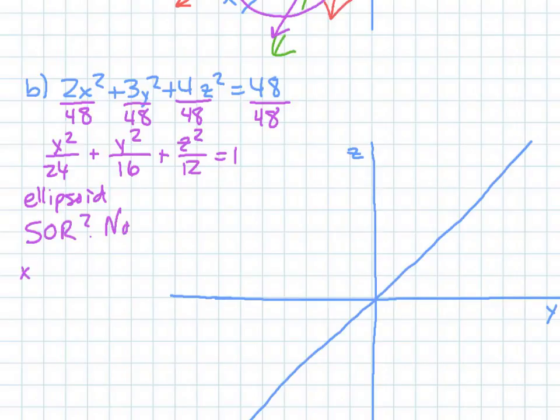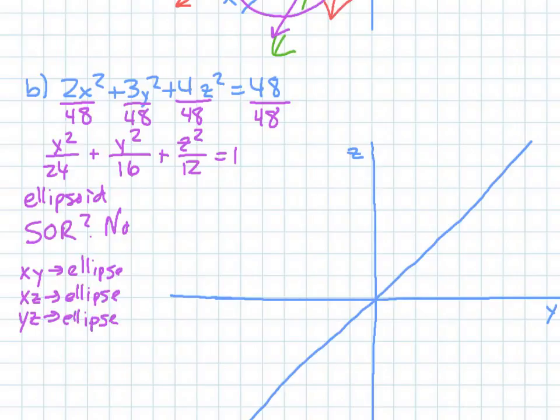So now I want to do my traces. Okay, so for the XY plane, since it's an ellipsoid, it will be an ellipse. For the XZ plane, it's an ellipse. And then for the YZ plane, it's an ellipse as well.